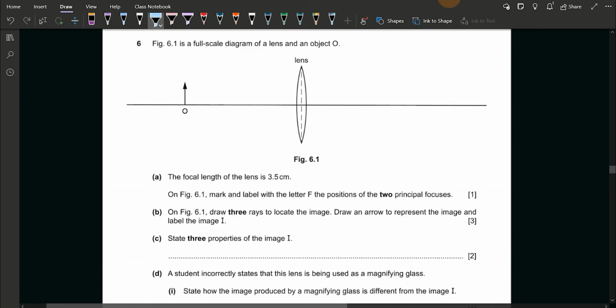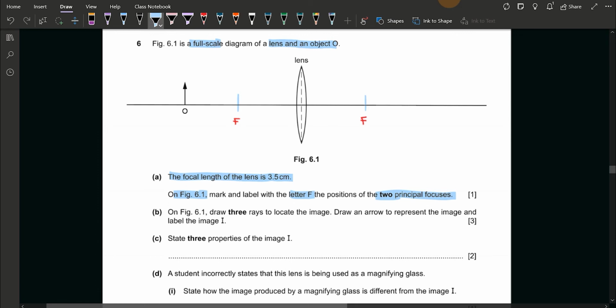Question number 6. Figure 6.1 is a full-scale diagram of a lens and an object O. Part A says the focal length of the lens is 3.5 cm. On figure 6.1, mark and label with the letter F the positions of the two principal focuses. So we can take our ruler and measure the distance 3.5, which is going to be somewhere here, and another 3.5, which is going to be here. Make sure to take the distance from the center. Okay, this is the center. Make sure to take the distance between this and this, so that will give you your distance. And we can label this as F.